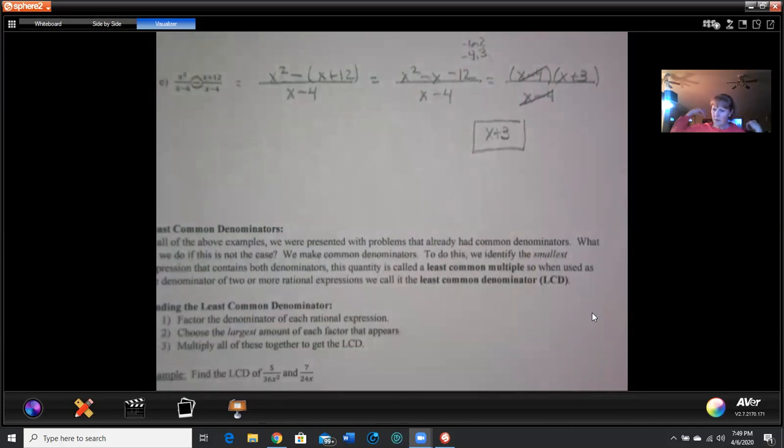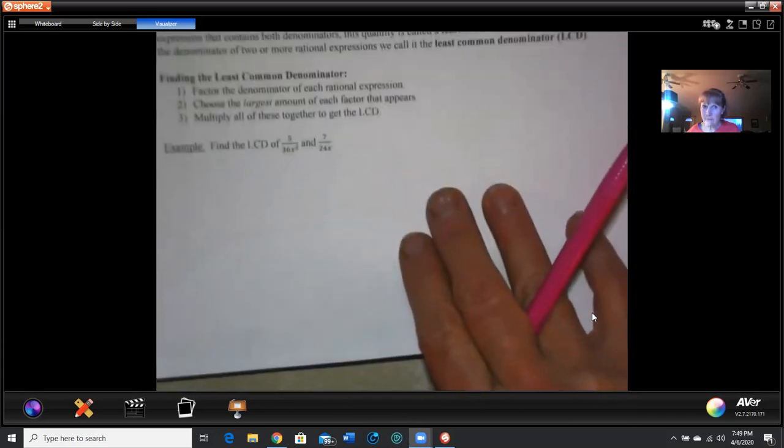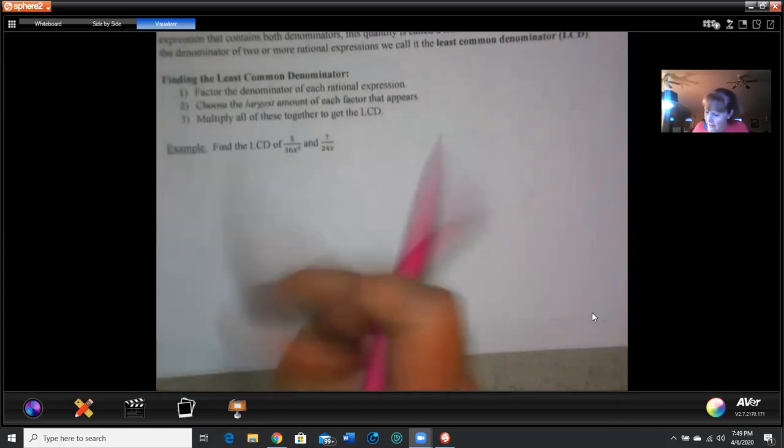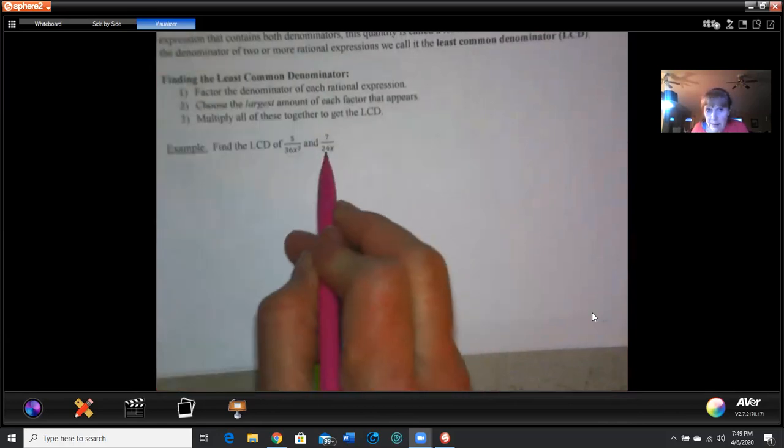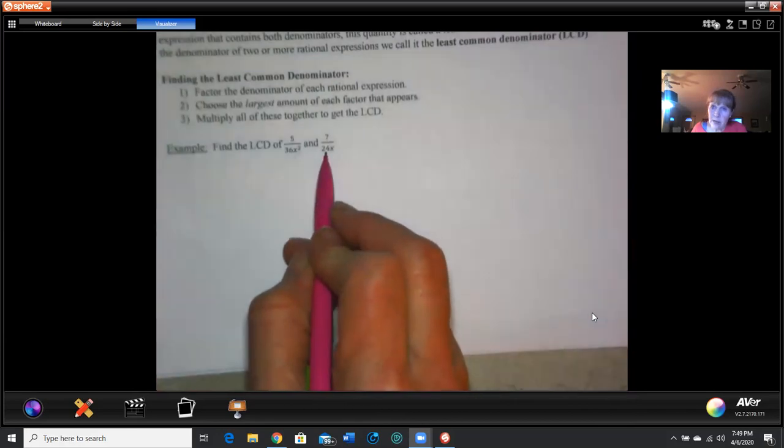Okay. All right, that pretty much covers half of section 7.3, and that's adding and subtracting with like denominators. What we're going to work on now is for 7.4, which is how do you find the least common denominator, so that you can change these so that you have a common denominator and you can add or subtract them.